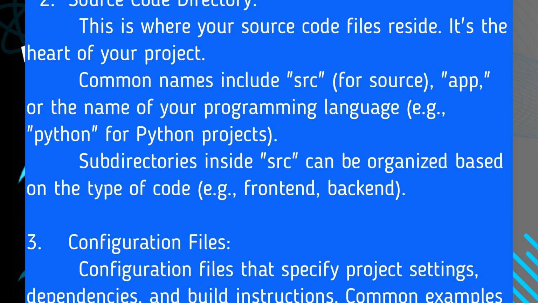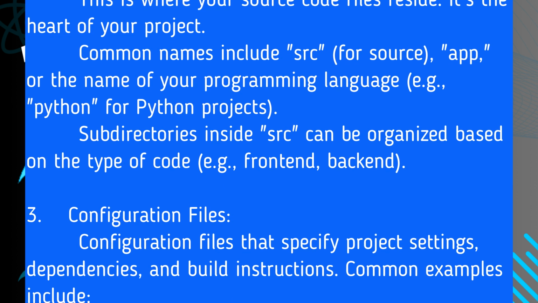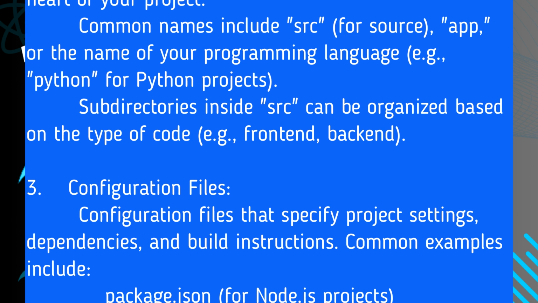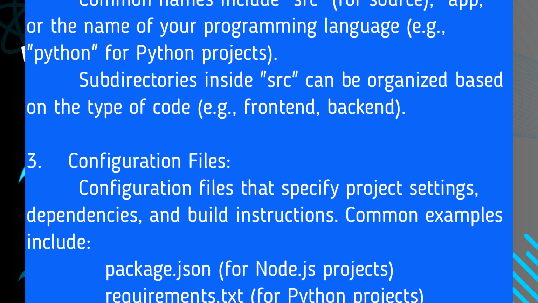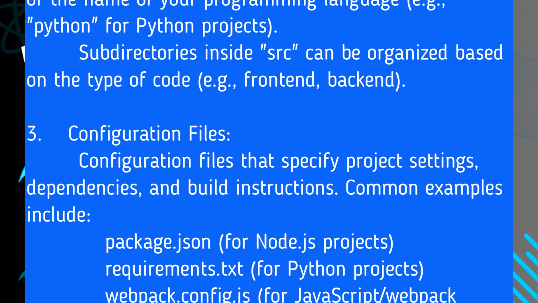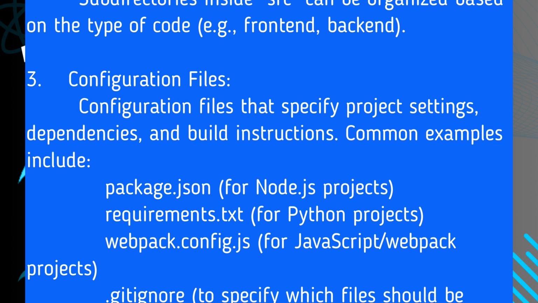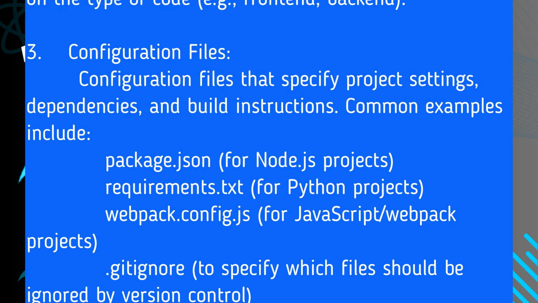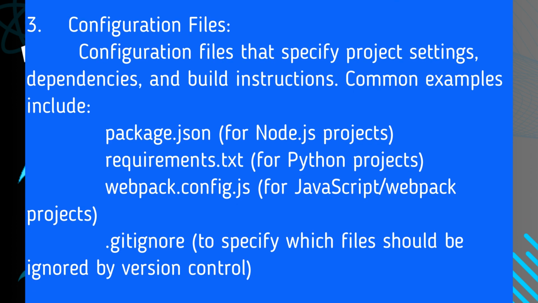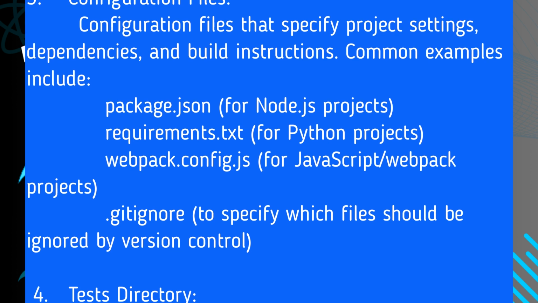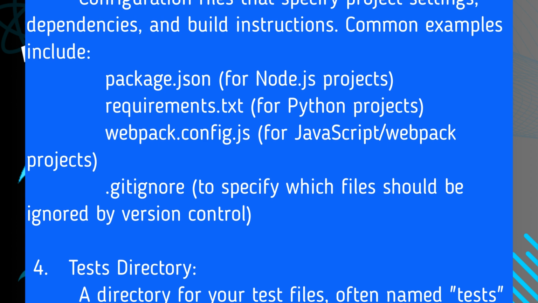3. Configuration files. Configuration files that specify project settings, dependencies, and build instructions. Common examples include package.json for Node.js projects, requirements.txt for Python projects, webpack.config.js for JavaScript webpack projects, and .gitignore to specify which files should be ignored by version control.